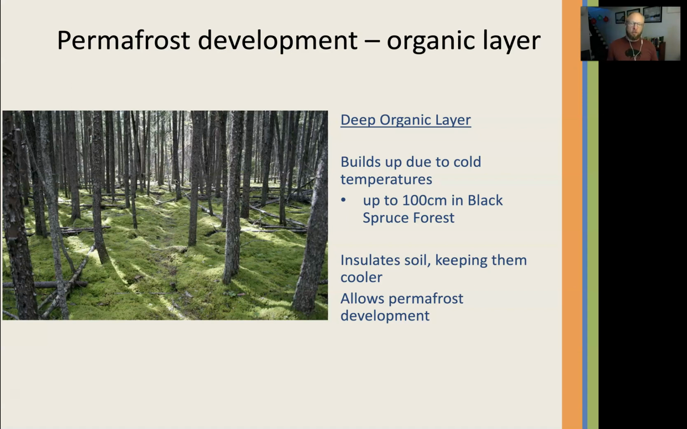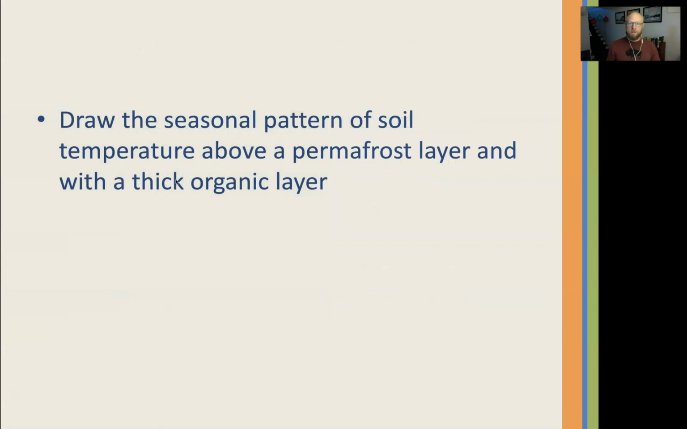So a prerequisite for the development of permafrost is this thick organic layer. And that organic layer is there because litter quality is really poor and temperatures are really cold. So decomposition is really slow. And so as branches drop, as leaves are senesced, it just continually builds up, and it's not decomposing at a rate fast enough to keep up with that senescence.